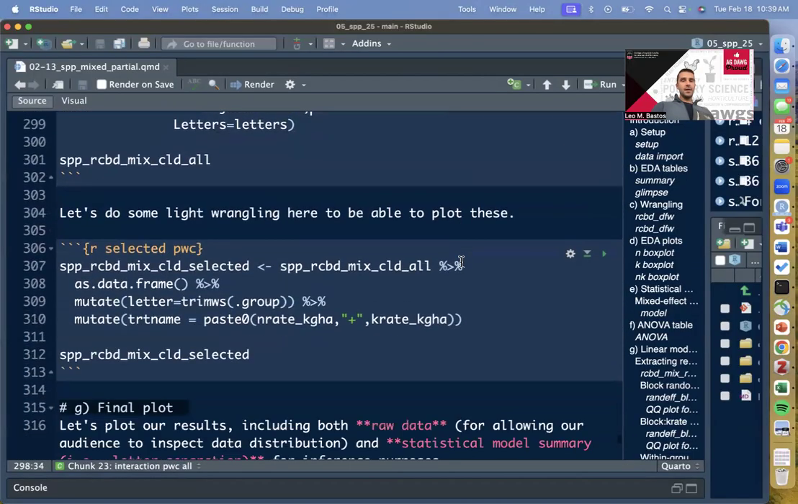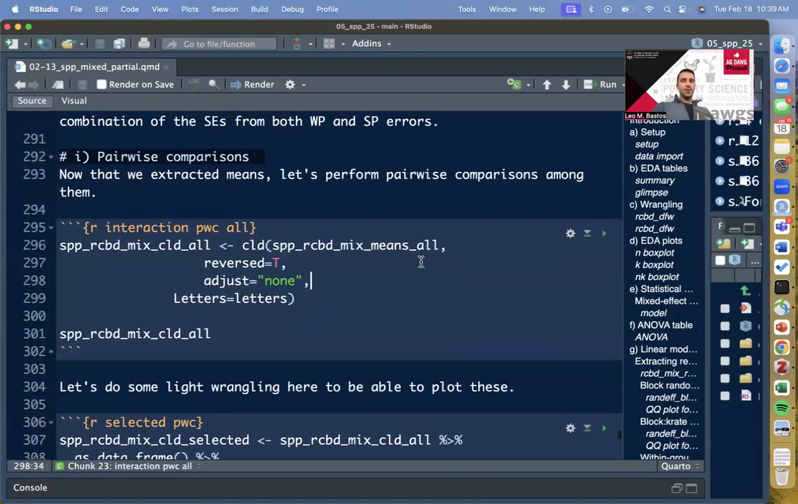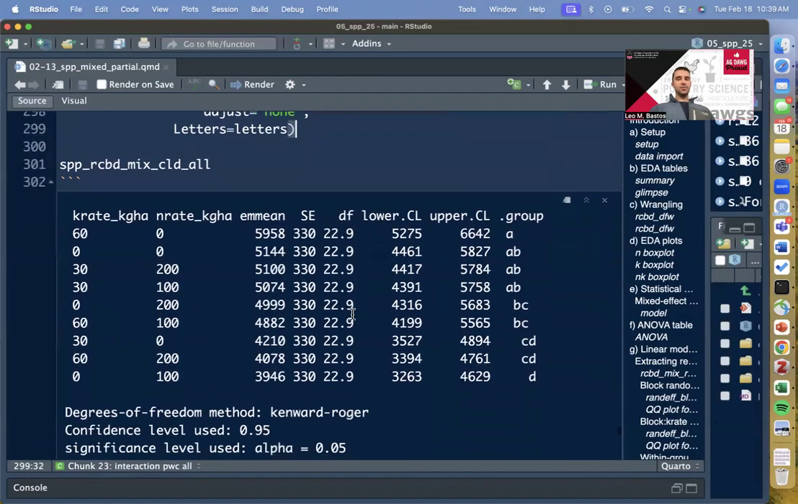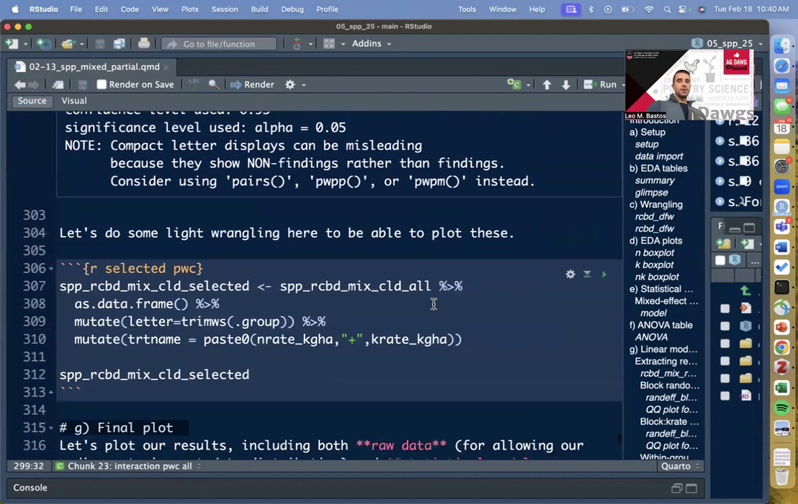All right, so we can go ahead and get our pairwise comparisons, with just the same code as before. We're using no adjustment, we're reversing the order so highest is better, and then assigning letters instead of numbers. If you just run that, we end up with these letters for those means. We've done this before, so this is nothing new to you.